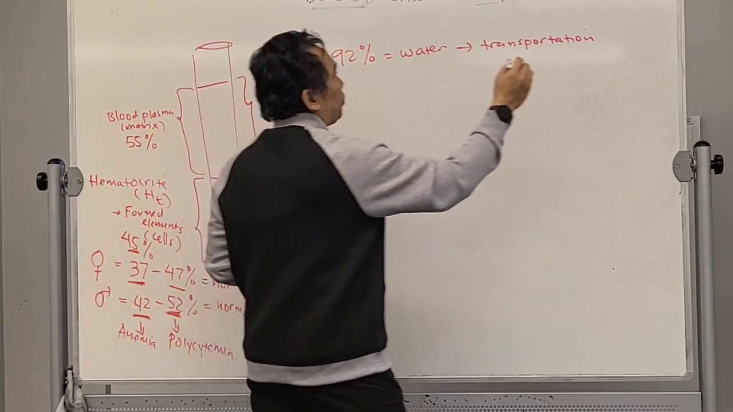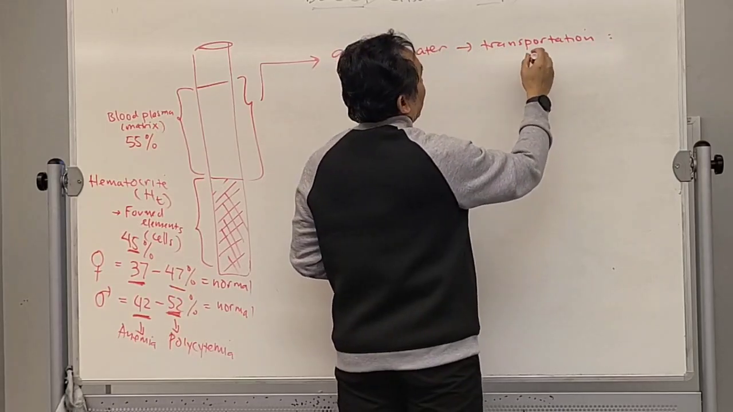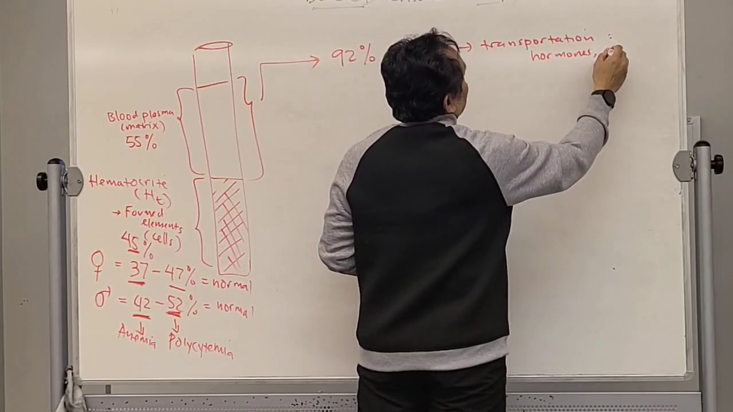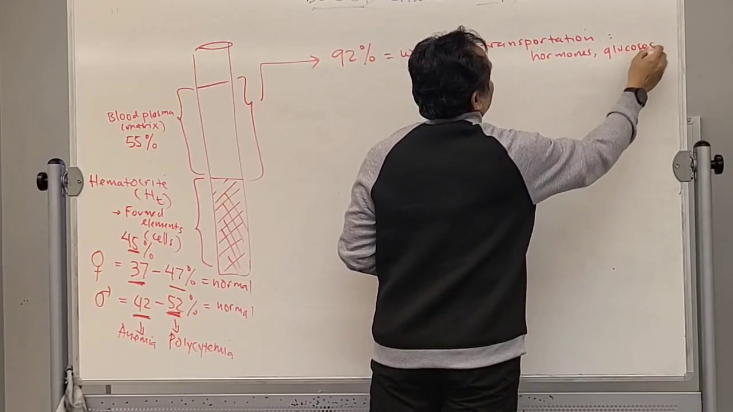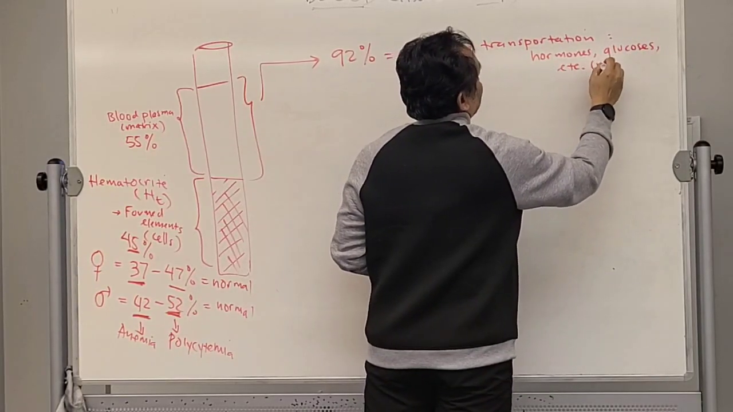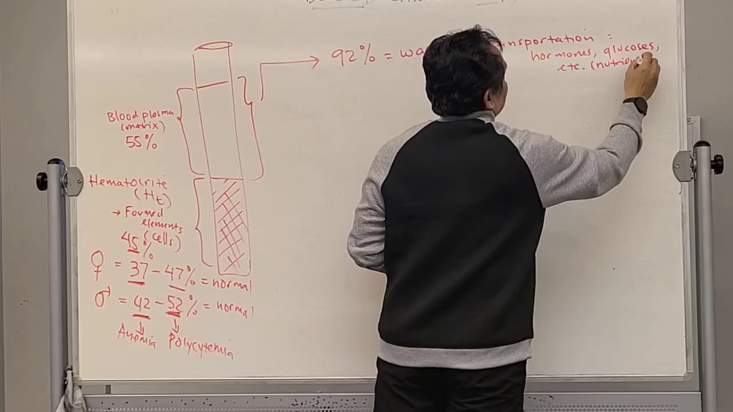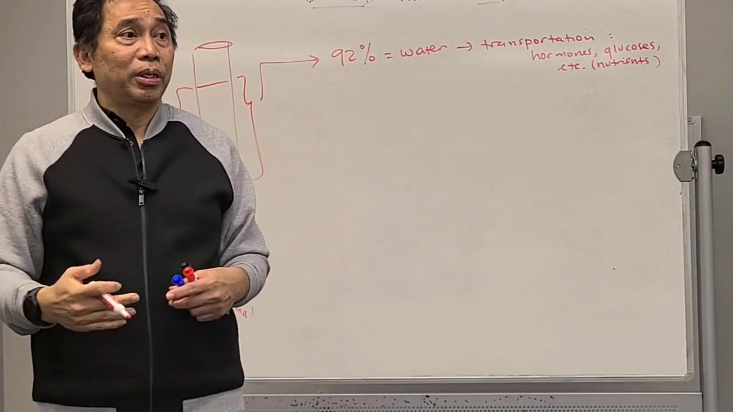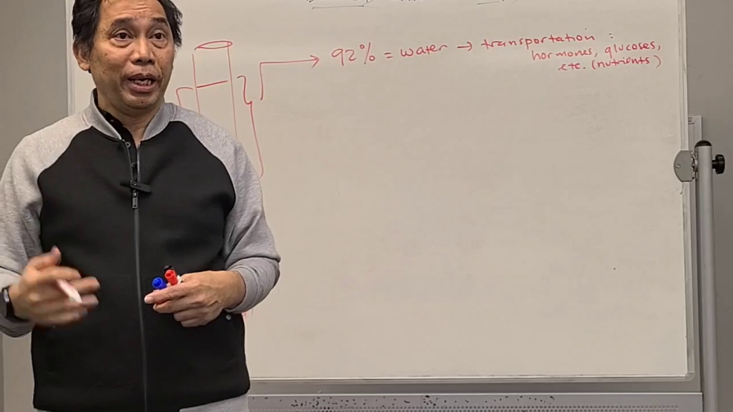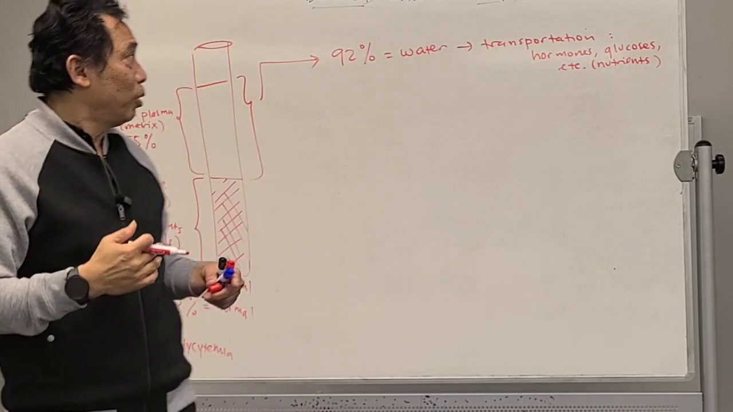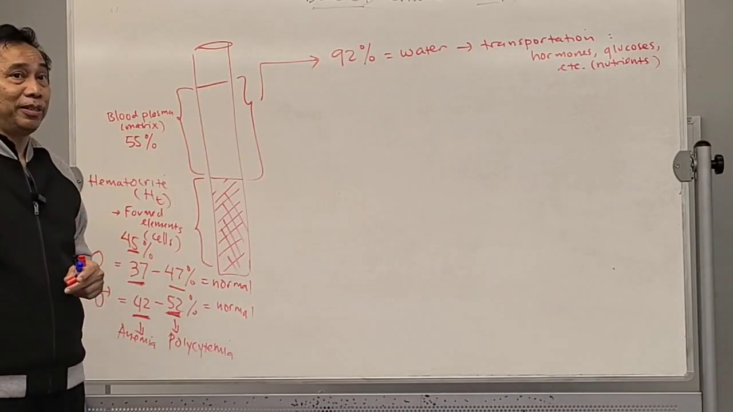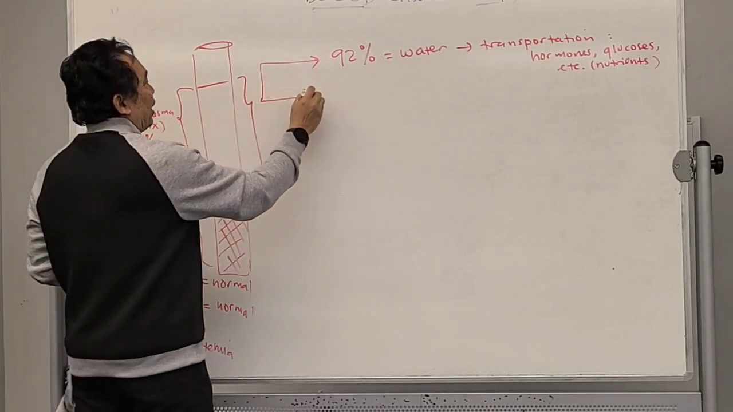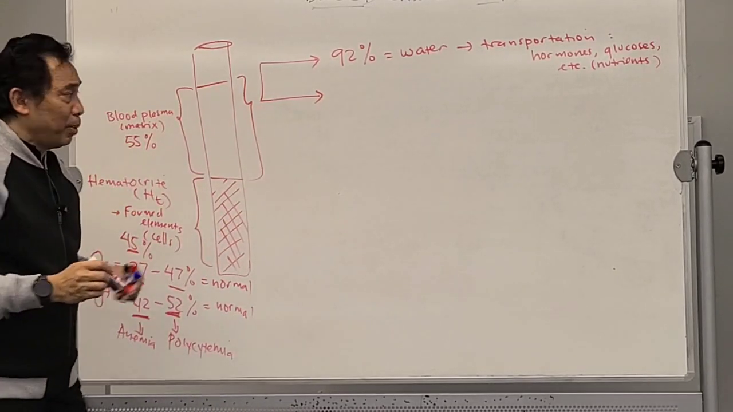Transportation, especially for hormones, glucose, etc. So these are nutrients that dissolve in water and will be transported in water. So the main function of water here is transportation. That's the first function, remember. The second component of the blood plasma is about 7%.